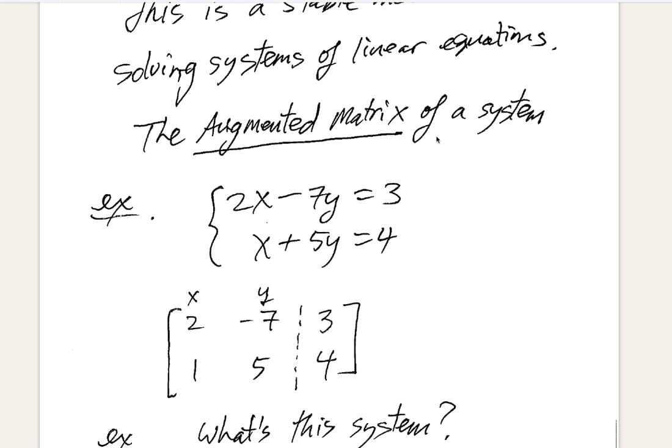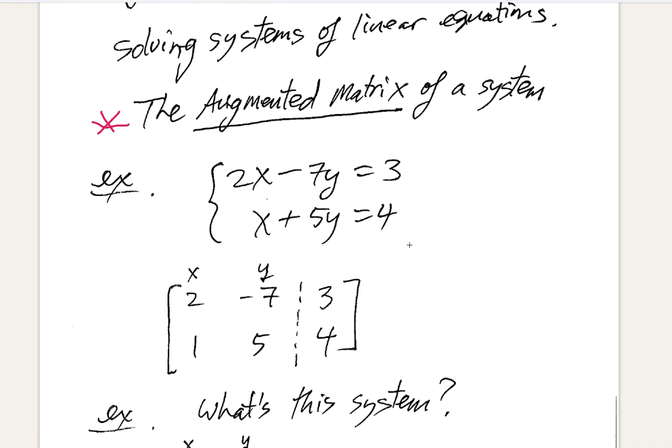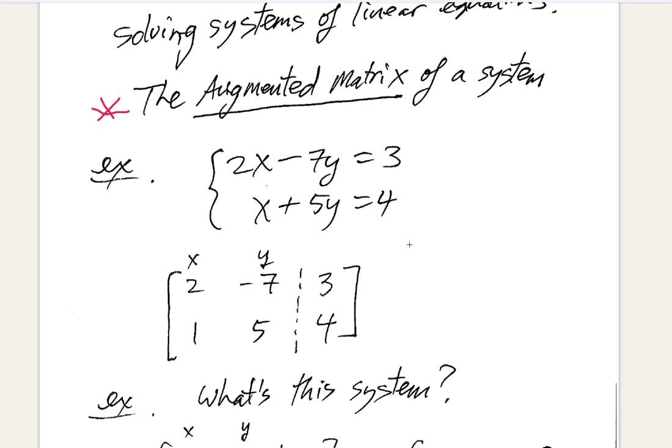Okay, the first thing we need to talk about is something called the augmented matrix. Ooh, sounds fancy. The augmented matrix of a system. Suppose I have a system like the following example: 2x minus 7y equals 3 and x plus 5y equals 4. Let's create the corresponding augmented matrix of the system.